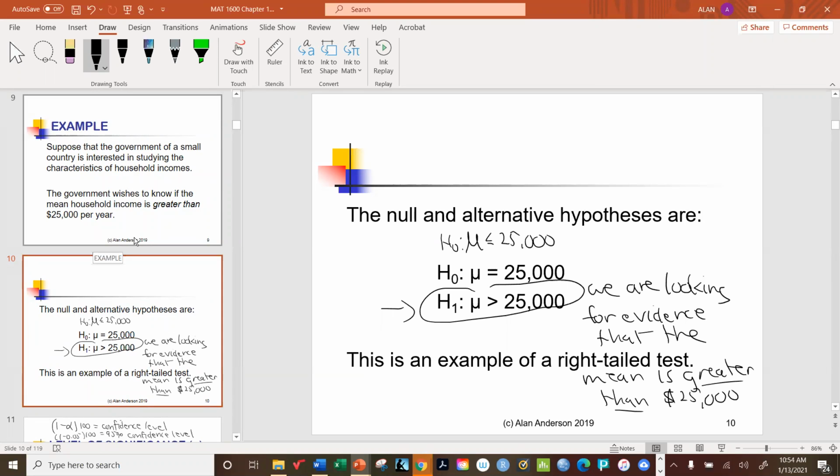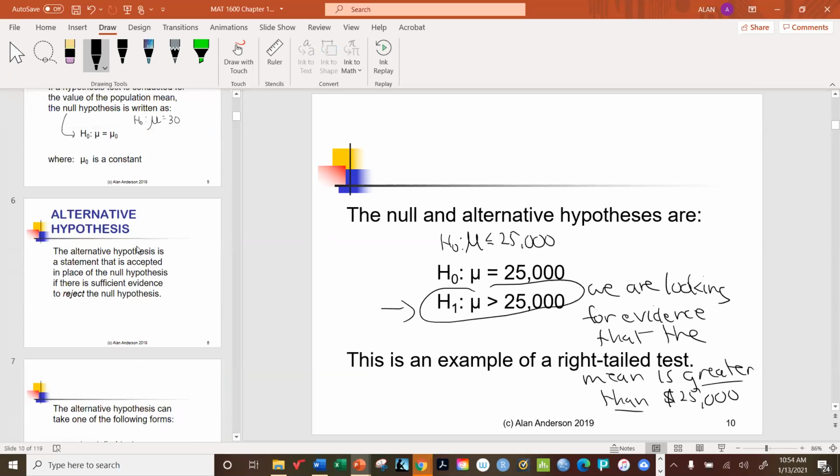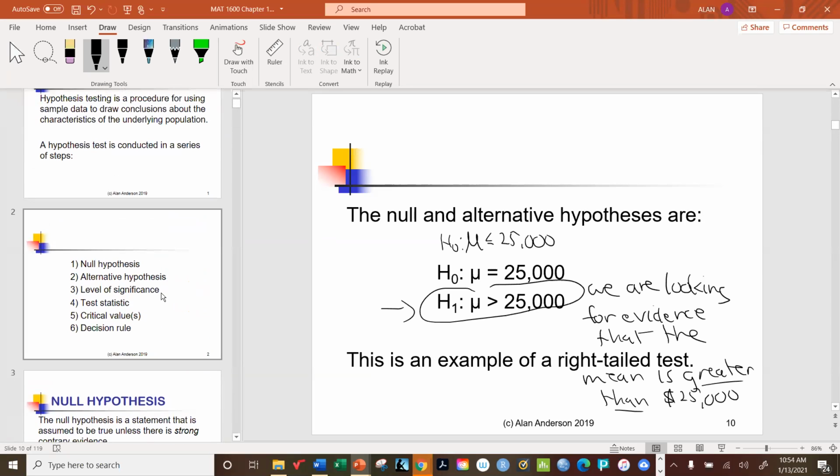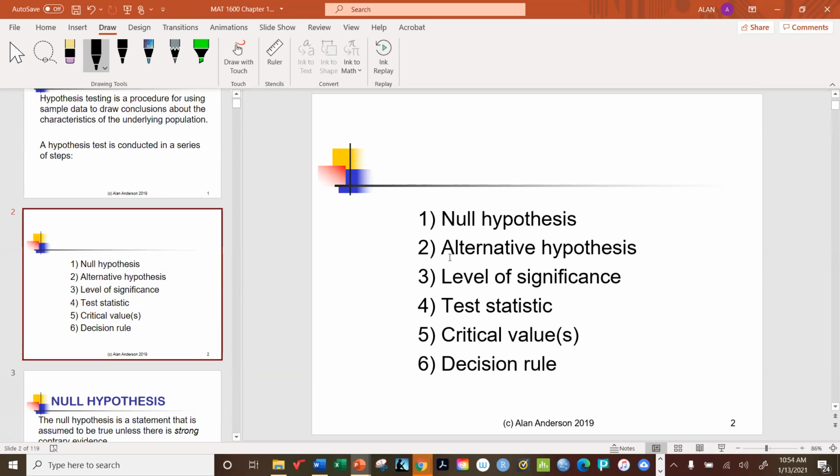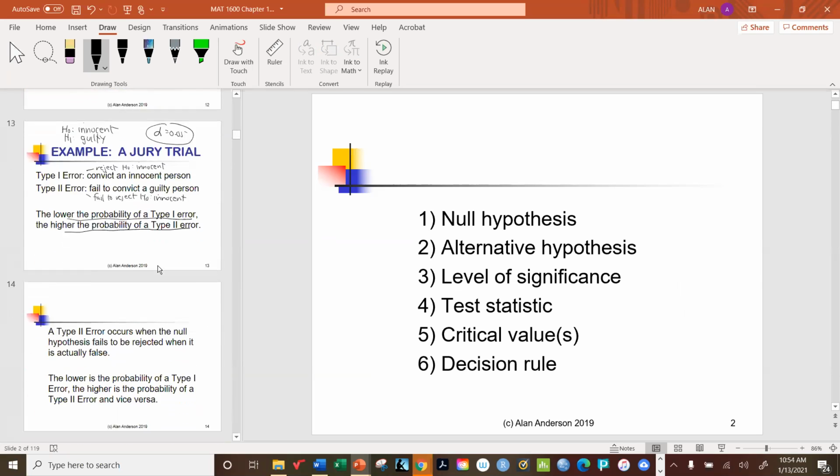Very good. All right, so how many of these items have we covered so far? 3: null hypothesis, alternative hypothesis, level of significance. The test statistic is what's going to help us determine if we should reject the null hypothesis or not. Okay, so we'll see how that works down here.